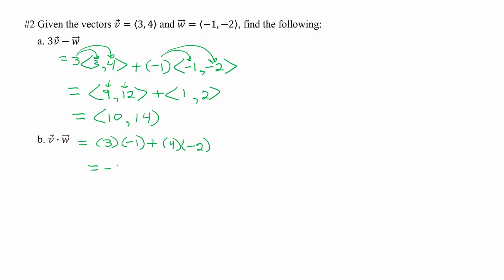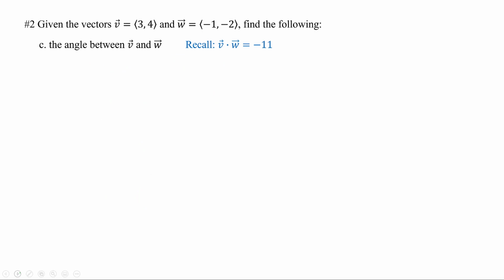We get negative 3 minus 8. That would give us negative 11 for the dot product of these two vectors. Okay, and there's a third part to this, and so keep in mind here we found v dot w is equal to negative 11. I made a separate slide here so that we could make use of a little more space. So if we're given these two vectors that we had in the previous problem, we want to find the angle between the vectors, and we know that v dot w equals negative 11.